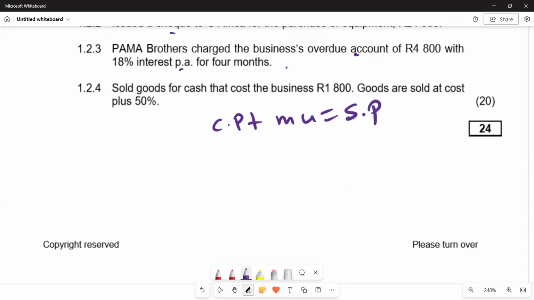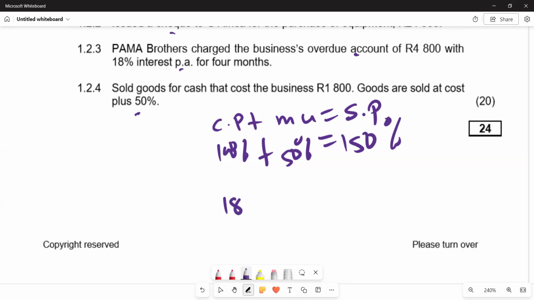So in this case, our cost price is always 100%. So it means cost price is 100% no matter what. But the markup changes depending on the question. In this question, we were given it as 50%. So we have got a 50% markup, which means the selling price, 100 plus 50, is a representation of 150%. So the figure that we are given is the cost price, which is here 1,800 rands. The figure that we are looking for is the selling price that we need to do the double entry for the sales.